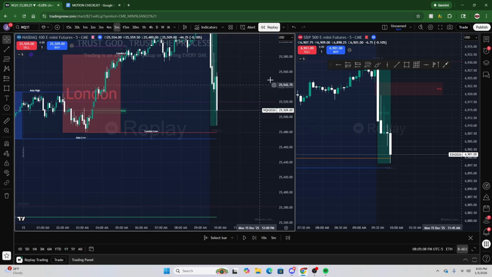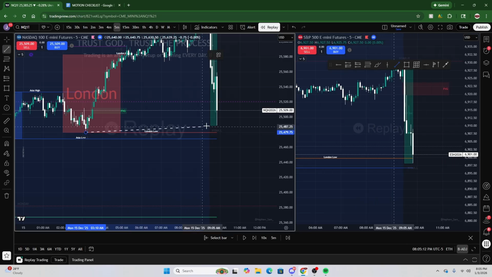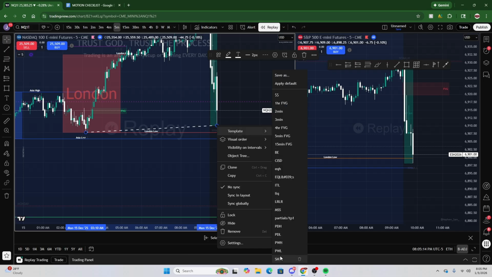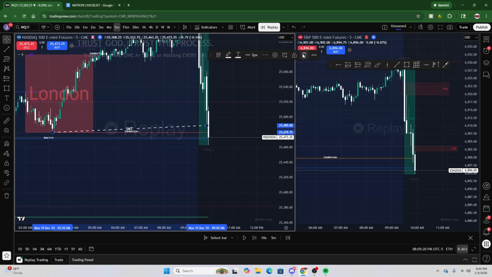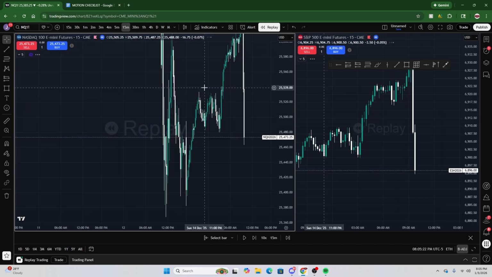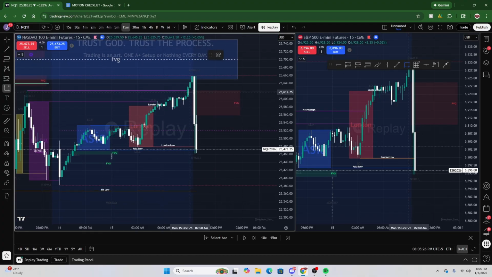Okay, so now we have London getting swept with an SMT. I'm not very convinced that we're not going to take it out, though. So, let's see here. Okay, now we swept both out. So now we have higher time frame liquidity sweeps and an unfilled 15 above.